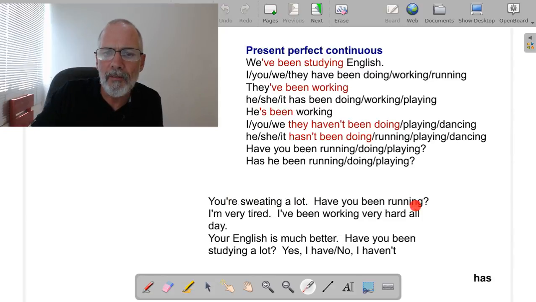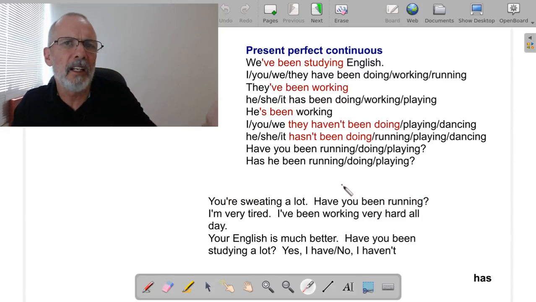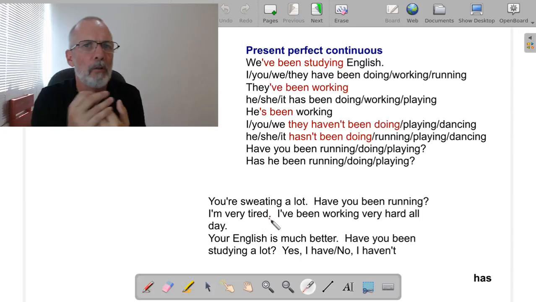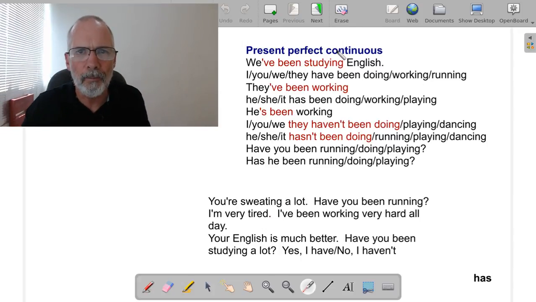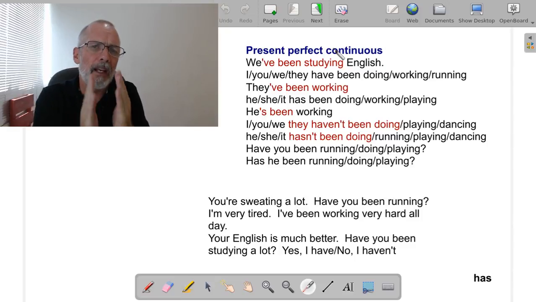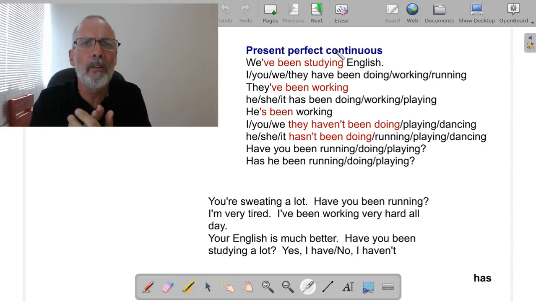You're sweating a lot. Have you been running? Started in the past and it just finished. And this one here was the same. And the last one is not finished, because hopefully that is going to continue. So it could have finished recently, it could still be carrying on, or it could have finished in this moment.